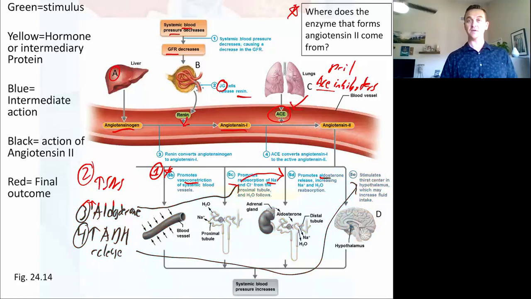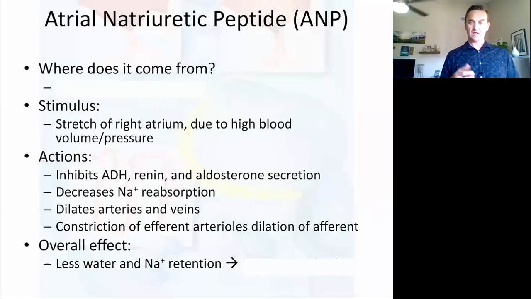Okay, another one that we haven't spent any time talking about, I don't believe yet; I believe this is a new one for you. It's called atrial natriuretic peptide. And where does it come from?